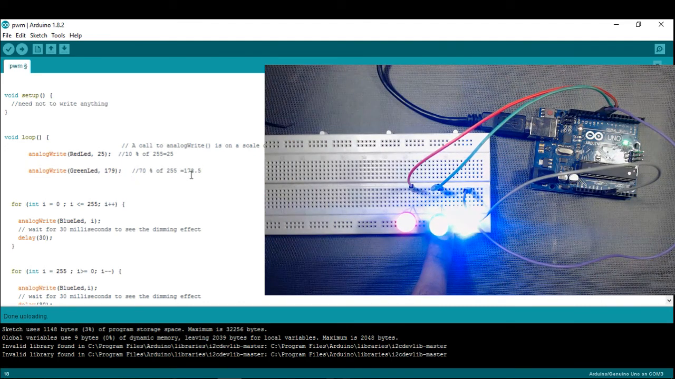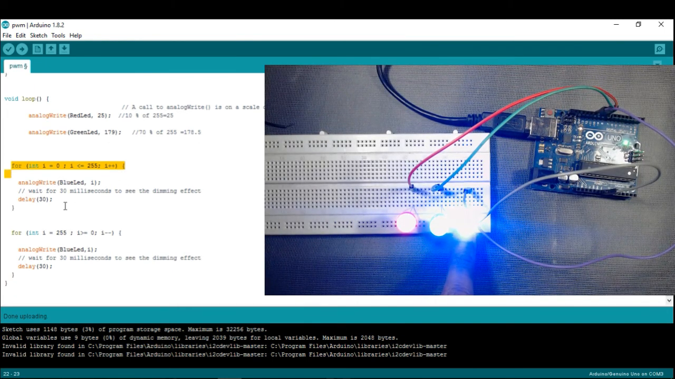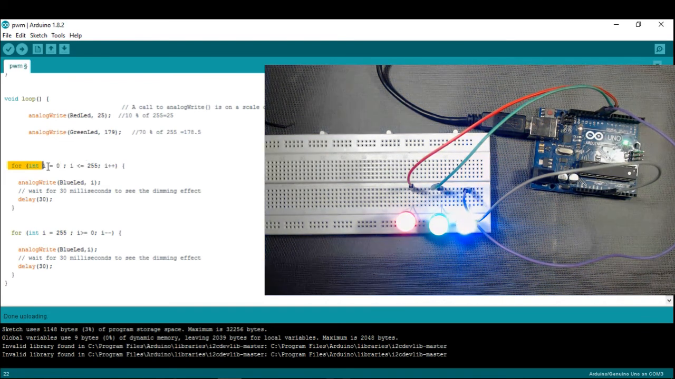70% of 255 is 178.5. That's why we have written 179 here. Then for this blue LED, we are changing the duty cycle from 0 to 100%. That's why we have written a for loop for i equal to 0 to 255, i plus plus. Every step it is increasing, and thus the duty cycle is changing from 0 to 255, that is 0 to 100%. And then in this loop we are decreasing the duty cycle from 100% to 0%.